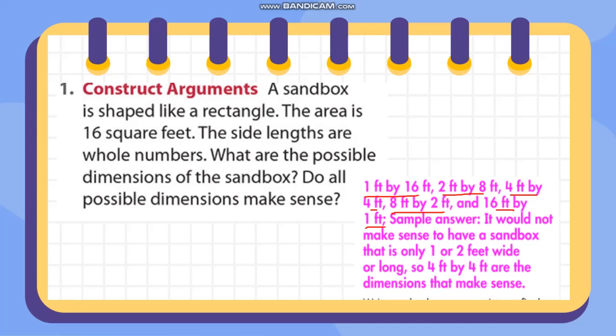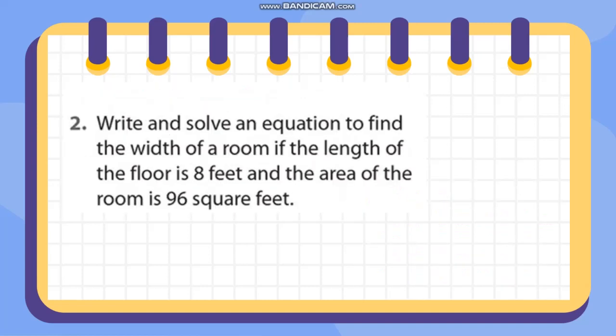It would not make sense to have a sandbox that is only 1 or 2 feet wide or long. So 4 feet by 4 feet are the dimensions that make sense. So that is the answer in question number 1.